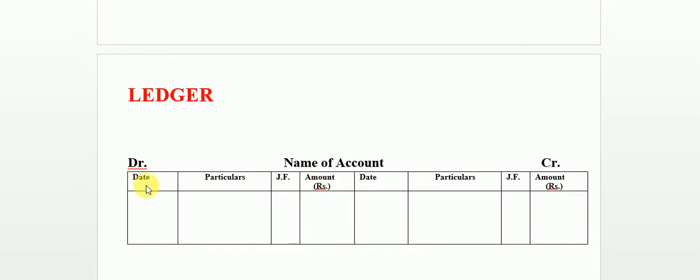Here this is the date column, this is particulars, this is general folio, and this is amount. Again, date, particulars, general folio, and amount. In these 8 columns, we'll record the transactions. So let's proceed towards the general. If you understand the general better, then you can do the activities of the ledger.